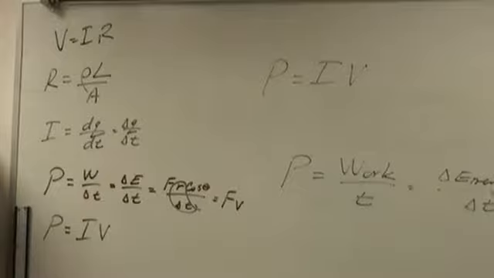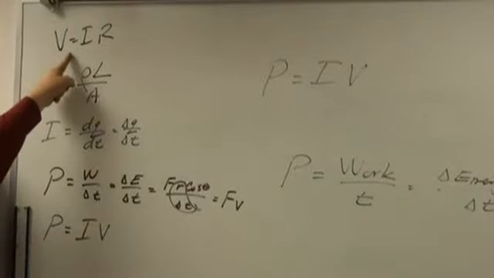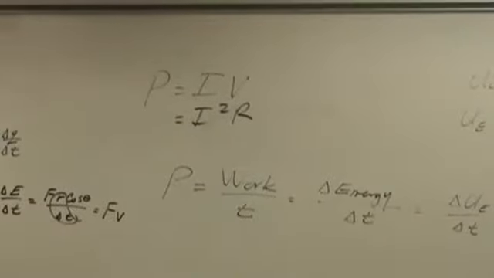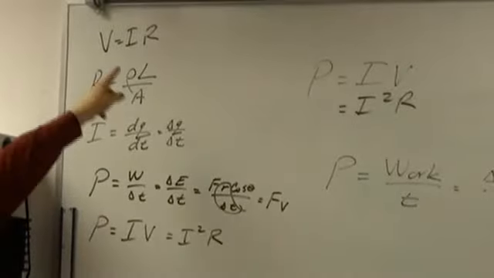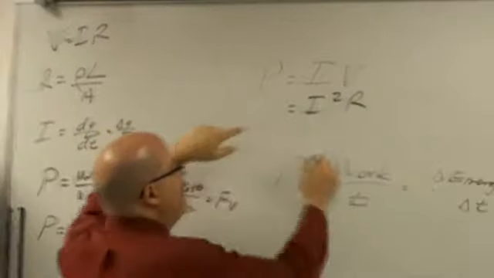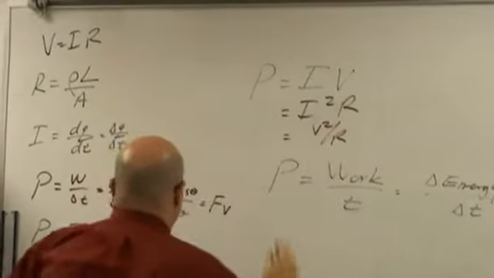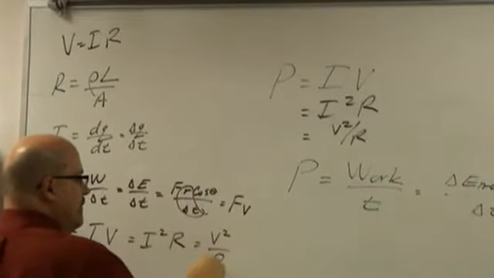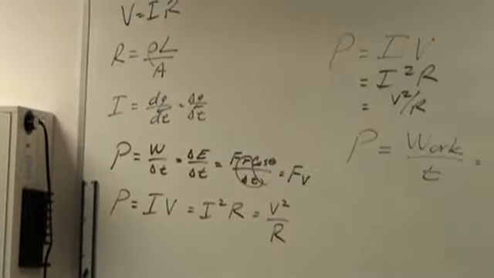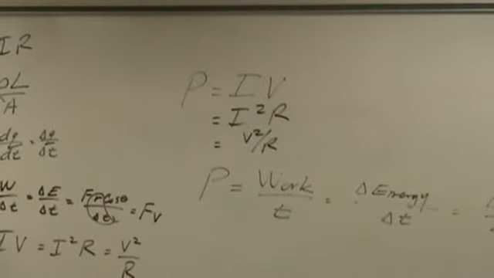But wait a minute. V equals IR, right? So if I plug V equals IR in here for V, I get I squared R, right? So power also equals I squared R. But wait, didn't I tell you that I is equal to V over R? So what if I plug in V over R for I? Then I get V squared over R. So I really have three different equations for figuring out power in an electrical circuit. I have IV, I squared R, and V squared over R. I have those three options.